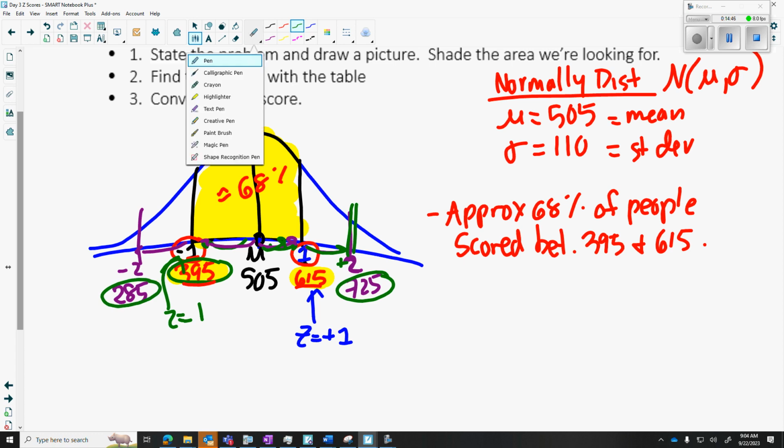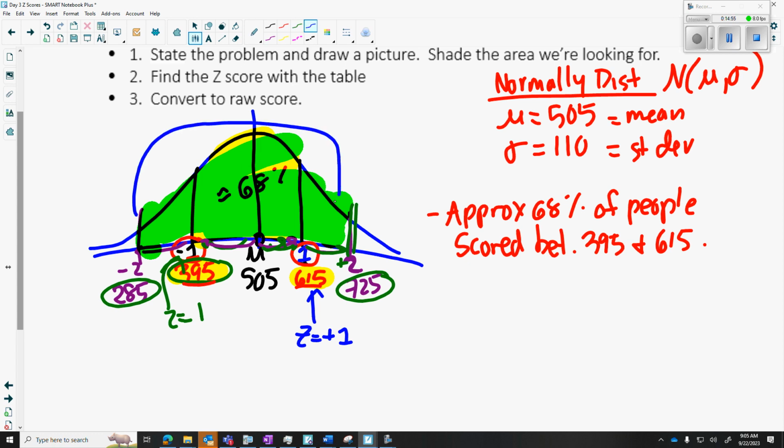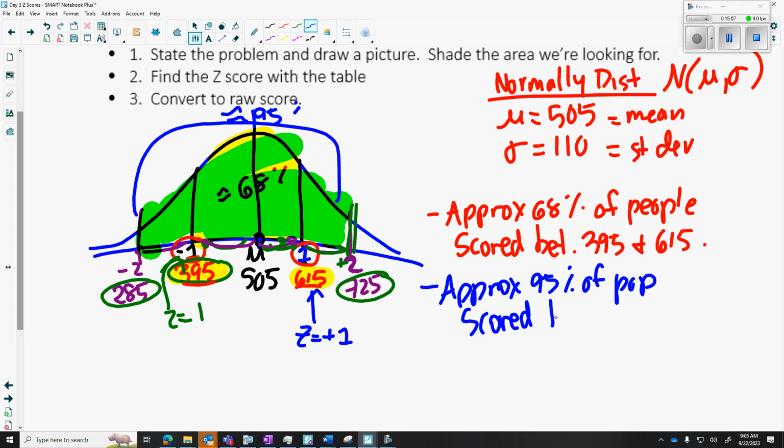Now, if I highlight this middle chunk from here to here, that should be approximately 95% of the population. So I'm going to write that down: approximately 95% of the population scored between those two scores, 285 and 725. And then I could do it again for the 99.7%. But basically now you get the idea of what the bell curve looks like and how it's distributed.